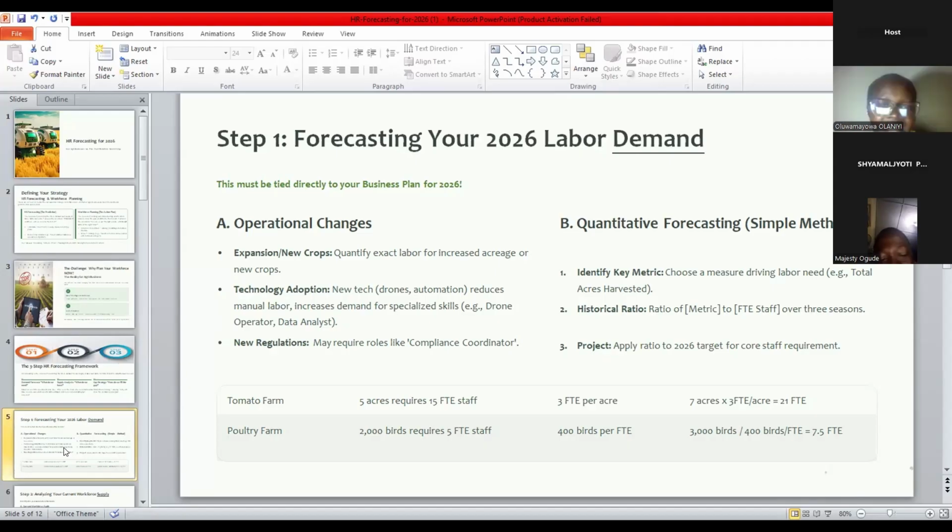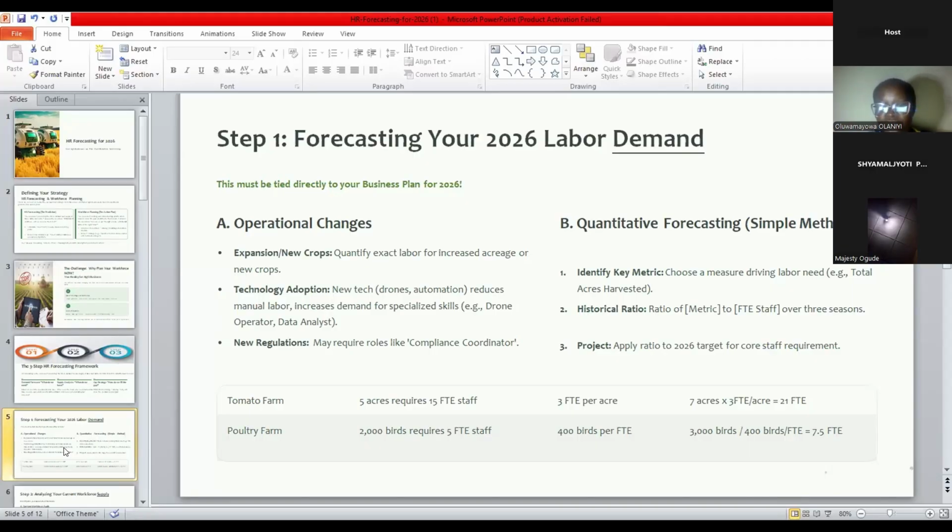Then another option, option B, that can lead to forecasting your 2026 labor demand is quantitative forecasting. I put that as the simple method because it's just the normal simple one. You identify your key metrics, a measure driving labor needs. Probably in the last 2 years you have worked with 5 acres, and next year you want to add maybe 2 acres to your farmland. That automatically means you are going to increase your labor. That means there will be demand for more hands.